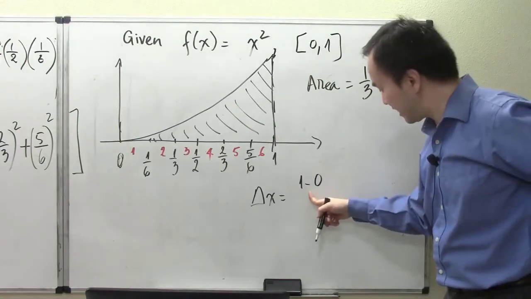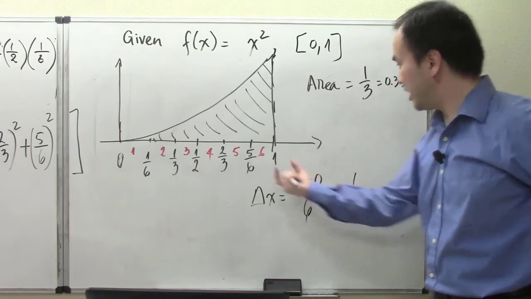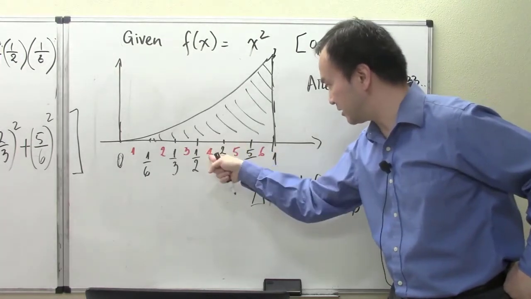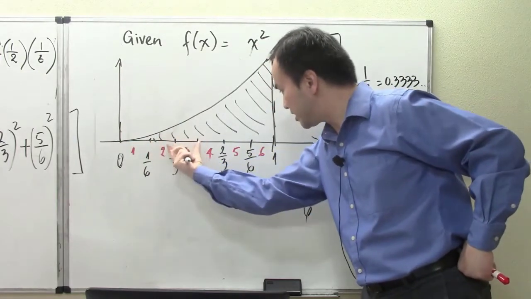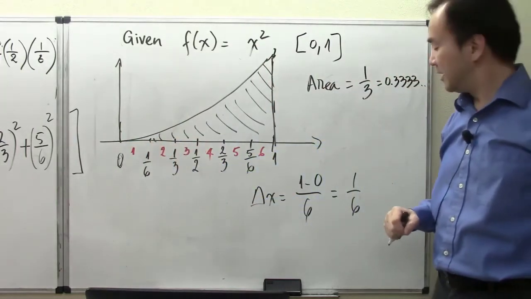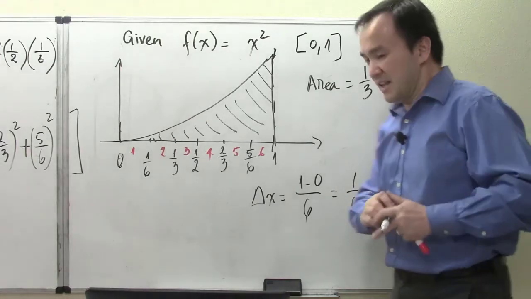That's what it is, 1 minus 0 divided by 6, and that gives me a 1/6. So each of these little spaces here, the red numerical label is only just a label. The space between any two consecutive points is a 1/6.